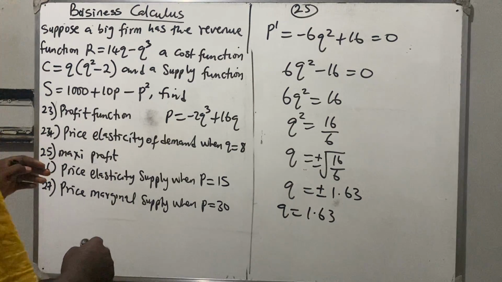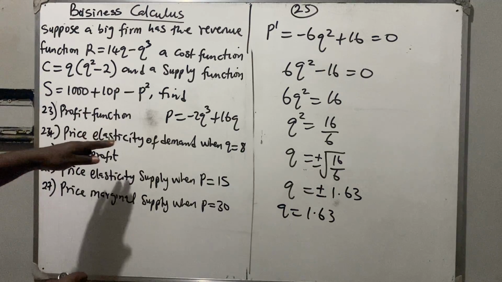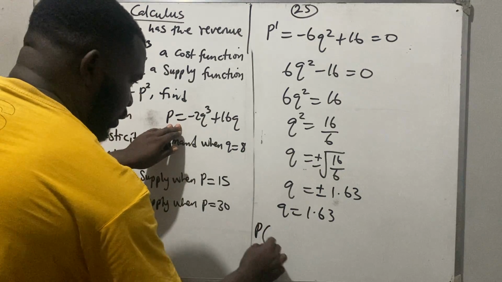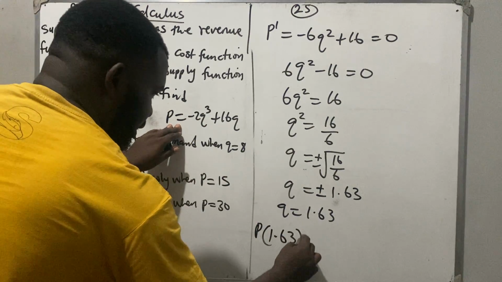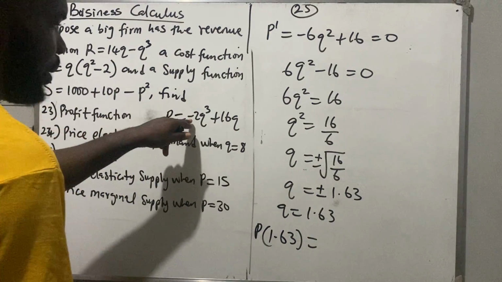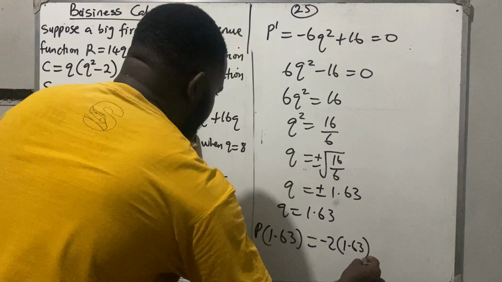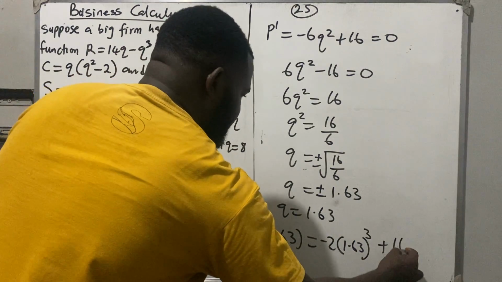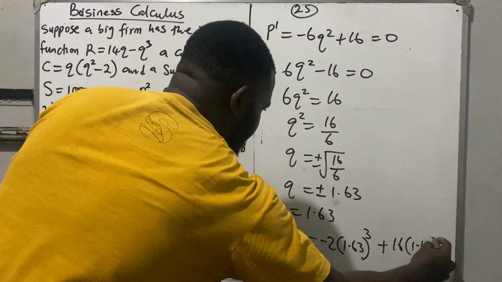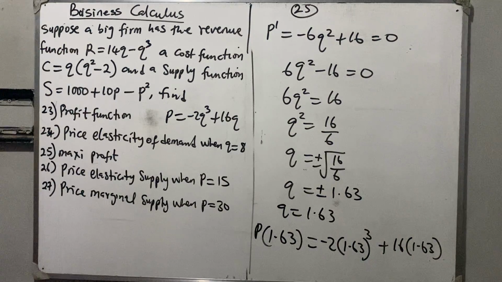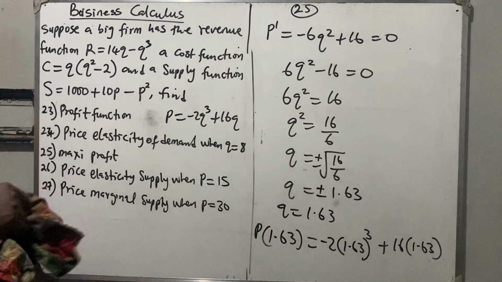So the maximum profit will now be on our profit. P of this 1.63 will give you, anywhere you see Q, put 1.63. That is minus 2 into 1.63 raised to power 3, then plus 16 into 1.63. So do that and get your answer for the maximum profit. Use your calculator and tell me what the answer is in the comment section.